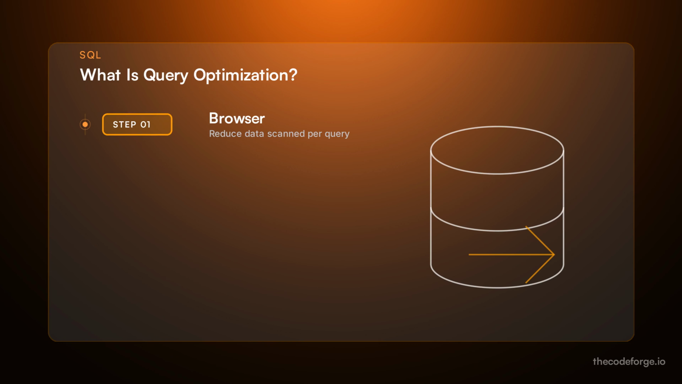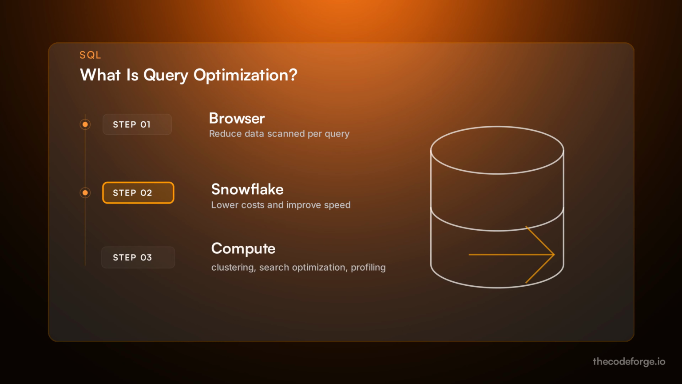When a query comes from your browser, Snowflake's Query Optimization reduces the amount of data scanned per query. This lowers costs and improves response times. The compute layer applies 3 techniques: clustering keys, search optimization, and profiling, all focused on optimizing storage.